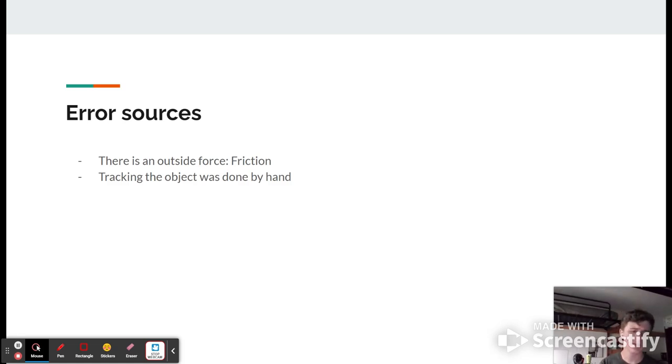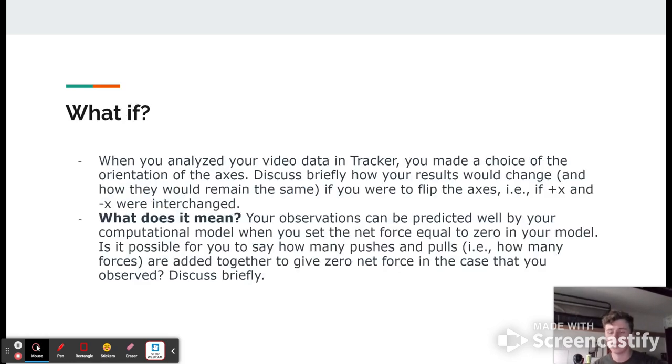And then secondly, the tracking was done by hand. So while Tracker does a good job of stopping at each frame and at equal increments, being ever so slightly off in your click, especially when done on a trackpad, can be sort of difficult and can skew things just a little bit as well. And again, force those two lines a little further apart.